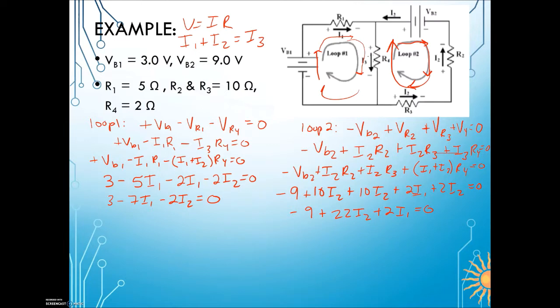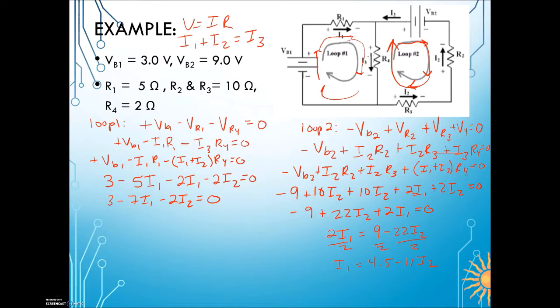All right, now I have two equations, two unknowns. I'm going to solve one of them for one of the currents, and then plug it into the other one. I'm going to do that over here in my loop 2 equation. If I do that, I get that 2I1 is equal to 9 minus 22I2. Make sure we didn't mess up any signs there. All right, and then we're going to divide everything by 2. And so I get that I1 is equal to 4.5 minus 11I2.